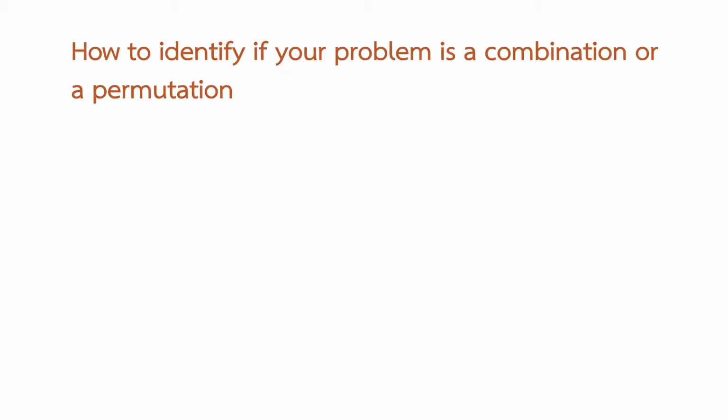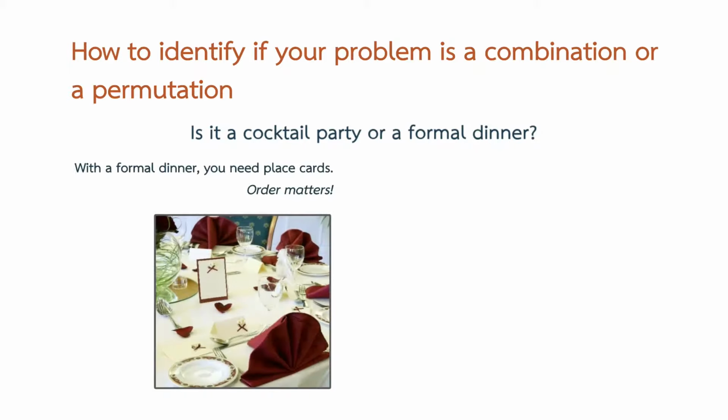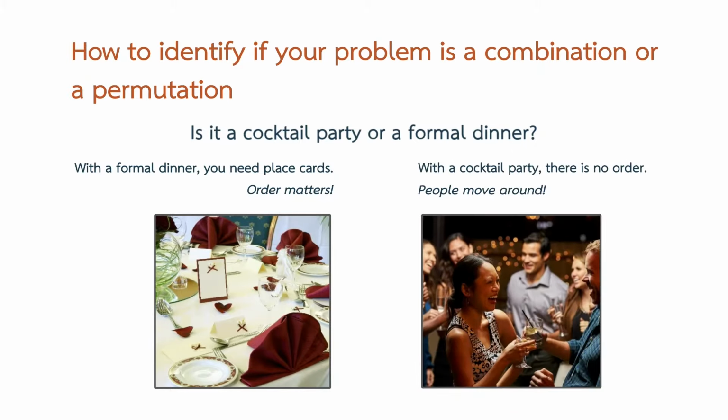When you see one of these questions, you have to identify which type it is in order to get the right answer. You can tell which kind of question it is by asking yourself, is the problem like a cocktail party or like a formal dinner? With a formal dinner, you need place cards, right? The order of your choices matters. With a cocktail party, there's no order. People can move around as they please. We use a different formula to find the answer, depending on if it is a combination or a permutation.